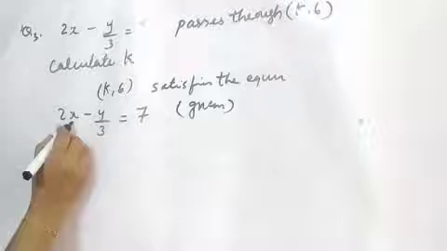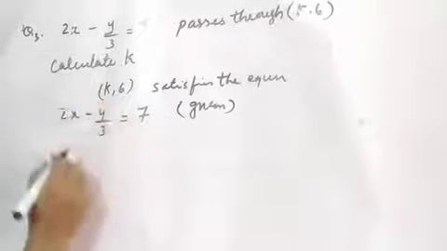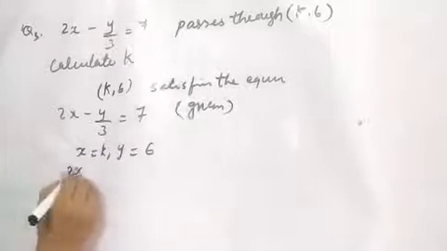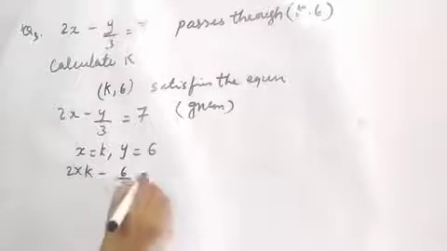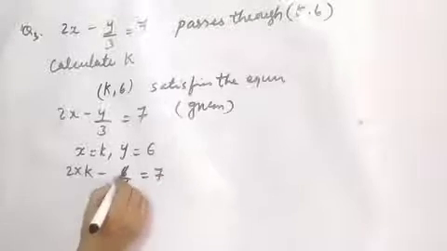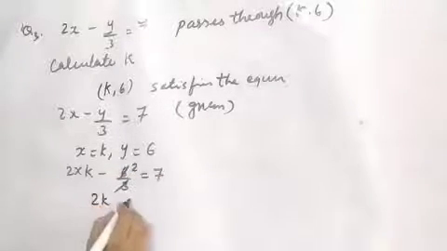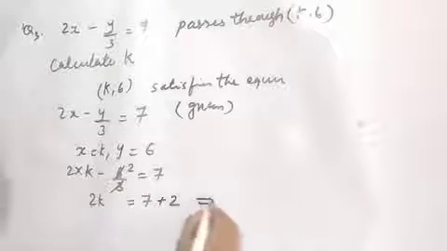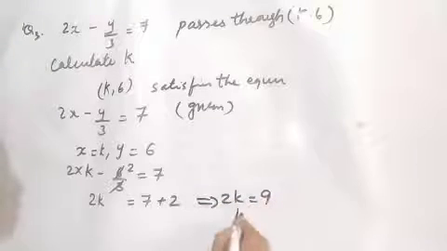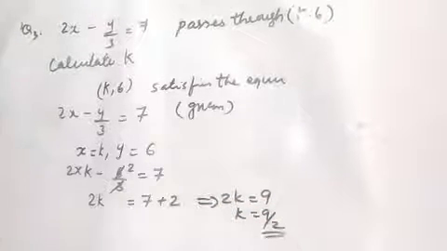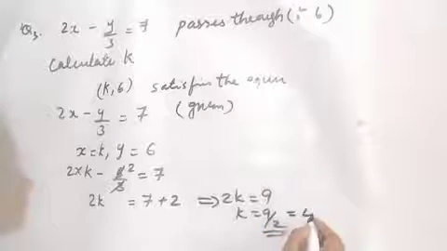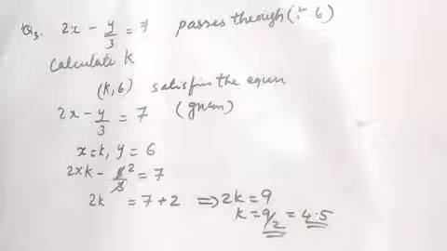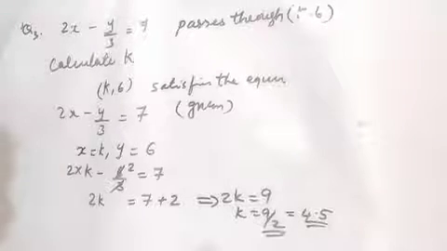So we can replace x as k and y is equal to 6. That is 2 into k minus 6 by 3 equal 7. What is 6 by 3? 2. 2k minus 2 equal to 7. Minus 2 changes to plus 2. That implies 2k equal to 9, k equal to 9 by 2, or you can write it as 4.5. This is the value of k. Understood? This is the method to calculate the value of k.